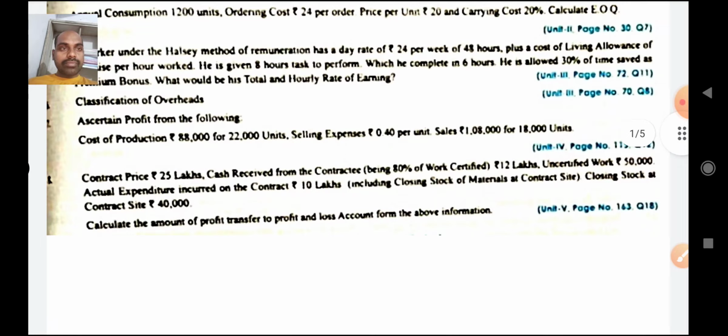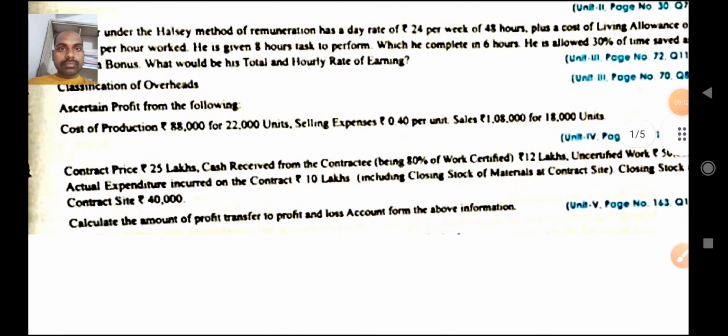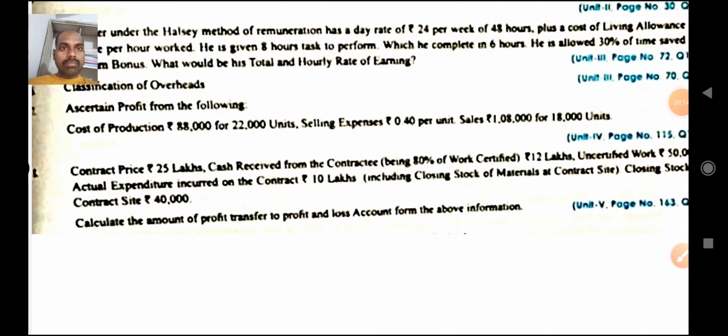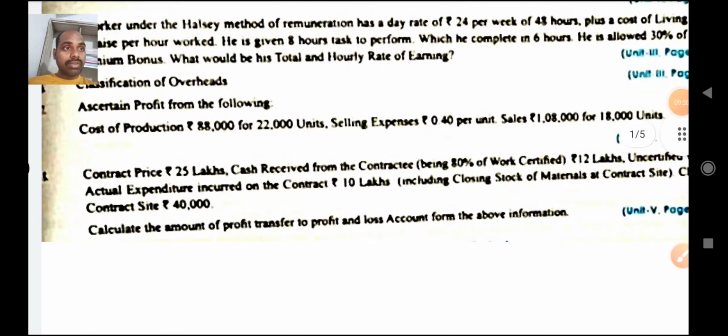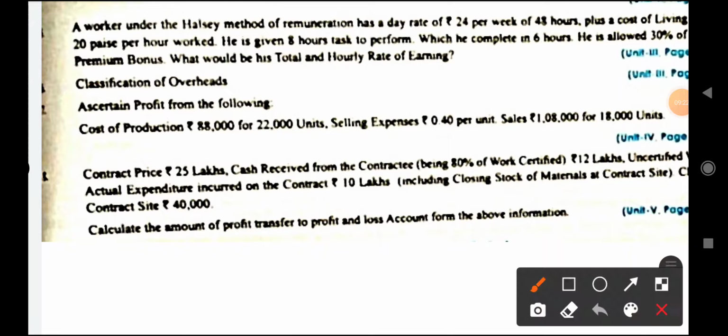Next, what they are saying here, ascertain the amount from the following, ascertain the profit from the following. Okay, let us see that question also. This is your question number 7. ये ओवरहेड्स का एक थियरी क्वेश्चन है बीच में, आफ्टर 5 6th one.